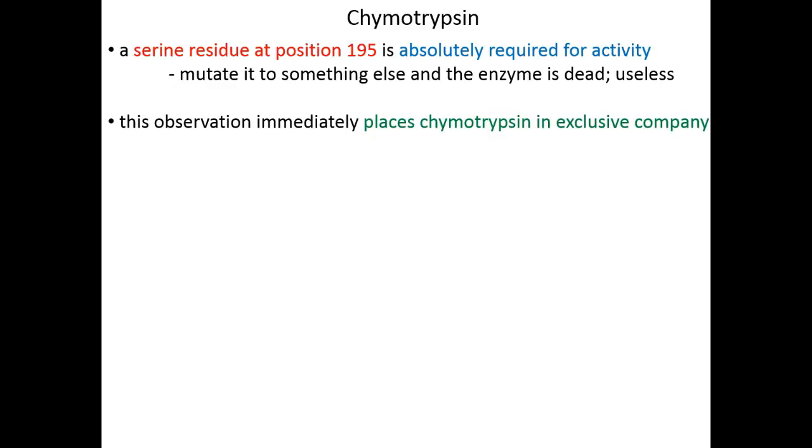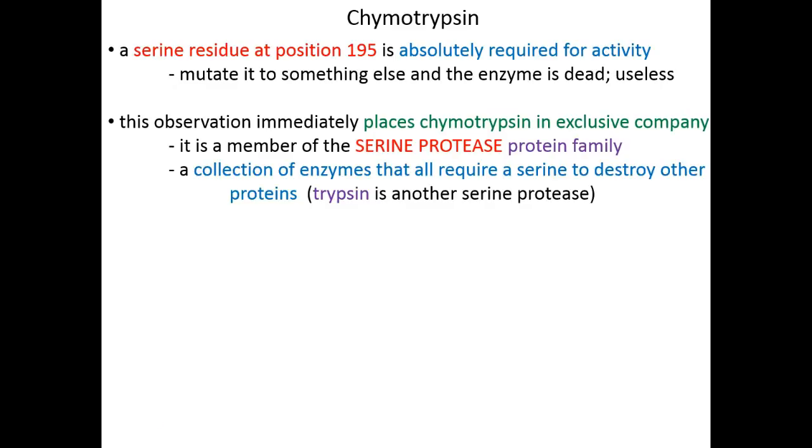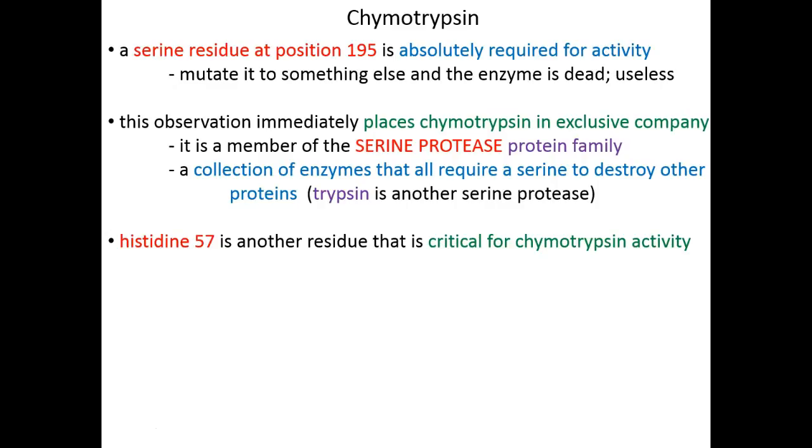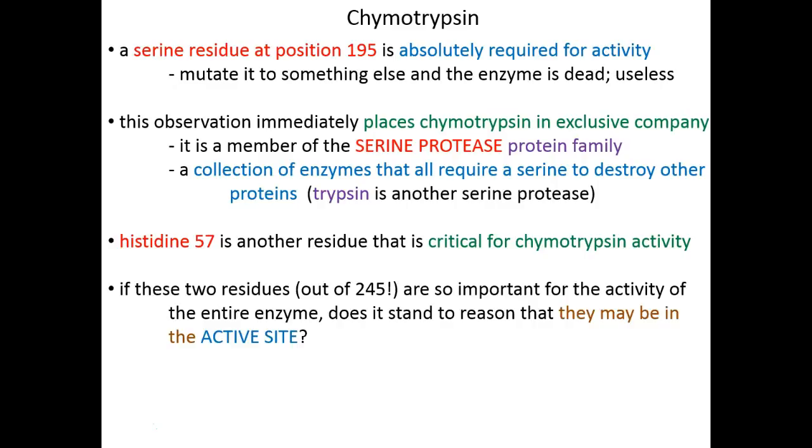What's more, this observation puts chymotrypsin into a pretty exclusive group of enzymes. Chymotrypsin is a member of what is called the serine protease protein family. These are proteases that cleave peptide bonds through the action of a serine amino acid. So chymotrypsin is a member of that group. Trypsin is another member of that group as well. A second very important amino acid in chymotrypsin is amino acid number 57, the 57th amino acid in the chain, and that amino acid happens to be a histidine, a charged amino acid. Histidine we've spoken about pretty much since the beginning of this course. It has a positive charge at near physiological pH.